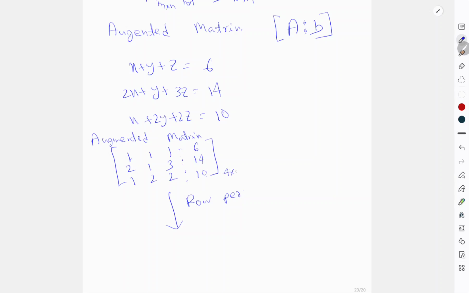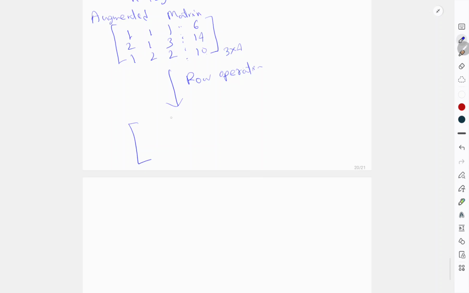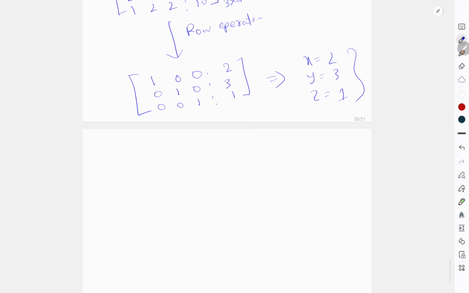You just think this is your matrix with number of rows 3, so a 3 cross 4 matrix. You just apply your row operations and convert into this type of form, 1 0 0, 0 1 0, 0 0 1. For this matrix I am getting this from the book. So if you have this type of system, obviously from there you have x is equal to 2, y is equal to 3, and z is equal to 1, right? This is the technique.